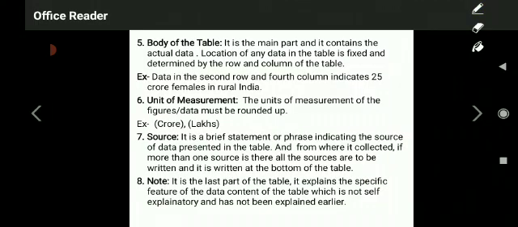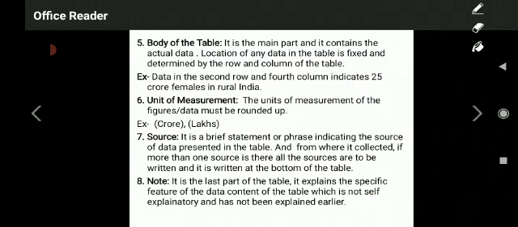Is it clear? Now coming to the next one, unit of measurement. Unit of measurement is nothing but the units of measurement of the figures. Data must be rounded up, in the sense that whatever data we are using as units or rupees, we have to round up those figures. If our data is in crores, lakhs or units, we round up that unit, and that is called the unit of measurement.